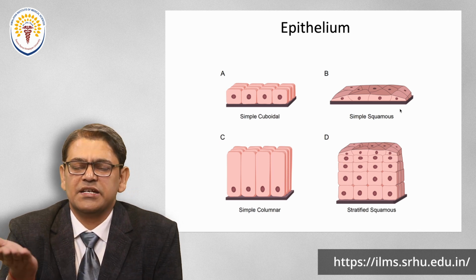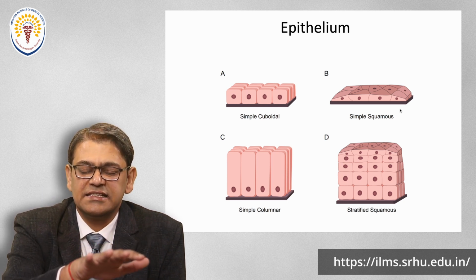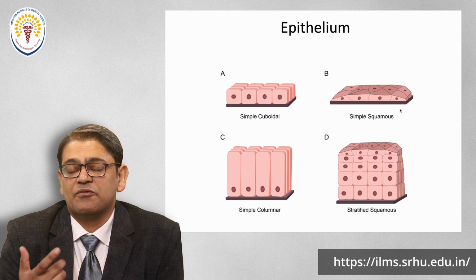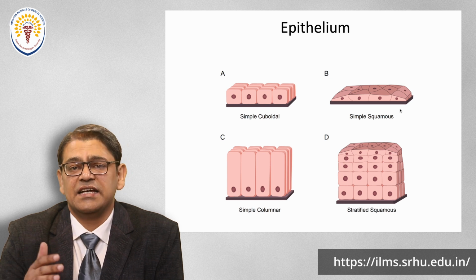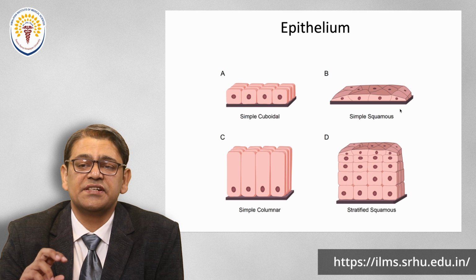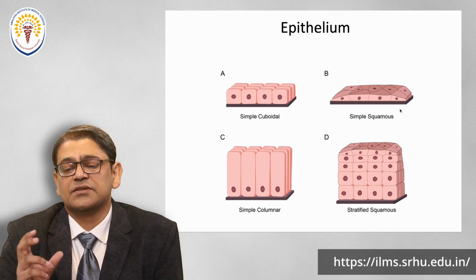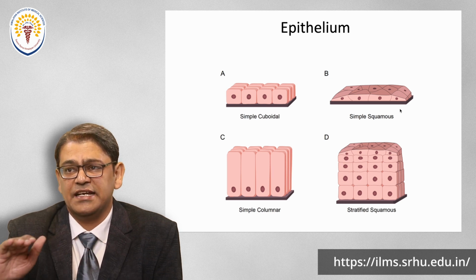So, the basement membrane is a structure on which these flat cells are stuck, and this makes a simple squamous epithelium. Why are we using the word simple here? Because it's a single layer. If there are multiple layers, then these are named stratified or layered structures. So, the simple epitheliums are the epitheliums which are single layered.